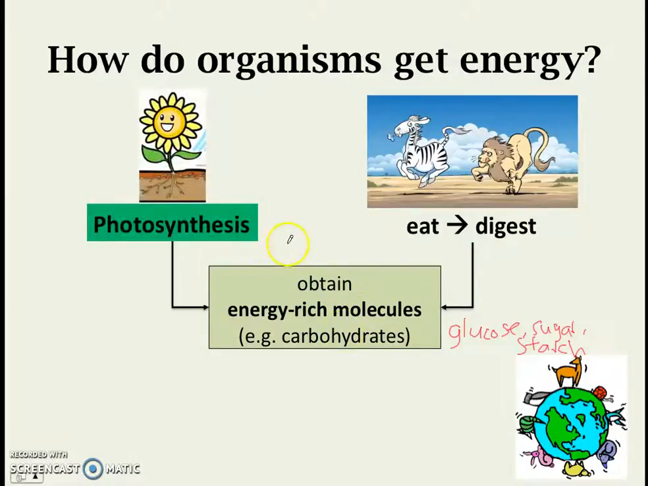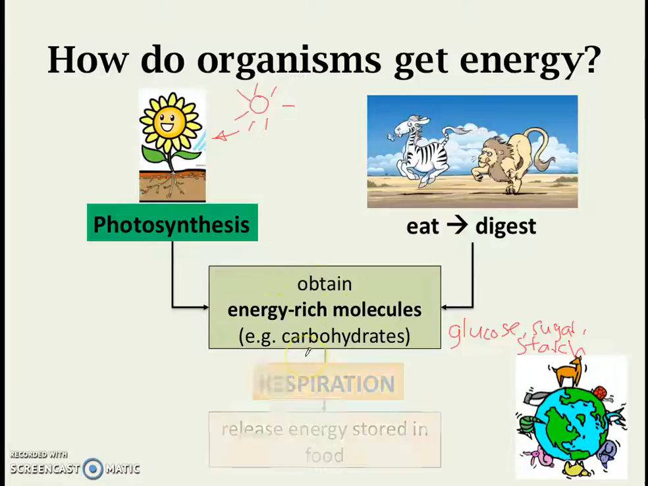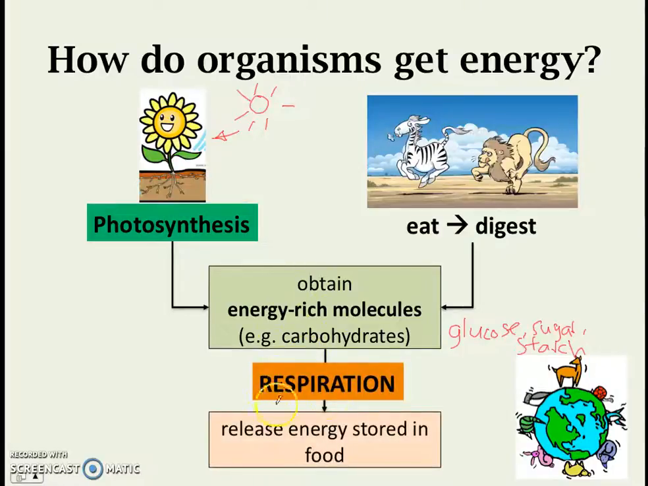Plants, on the other hand, don't have to eat other organisms. We know that through photosynthesis, in which the plant uses energy from the sun, plants are able to make their own energy-rich molecules. Plants can make their own sugar, make their own glucose. But whether or not you're a plant or an animal, you still need another step to get energy from these energy-rich molecules. And that step is called respiration.